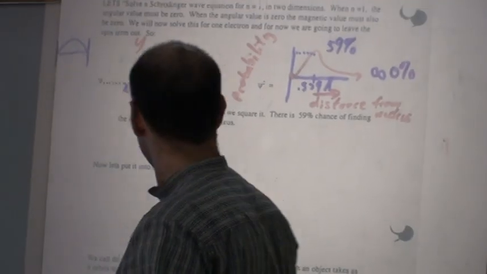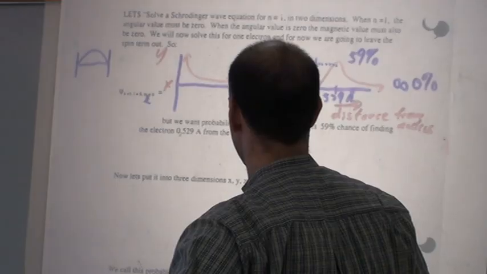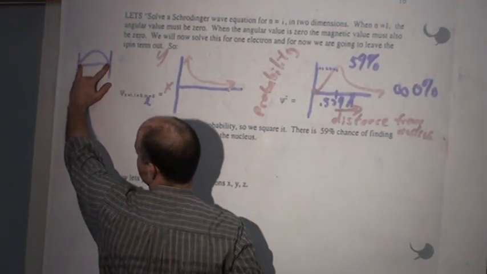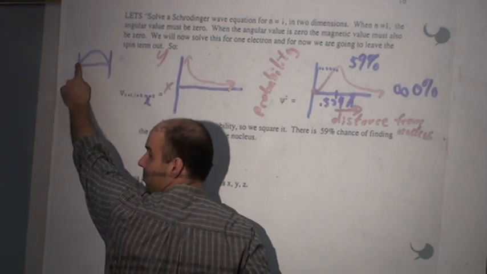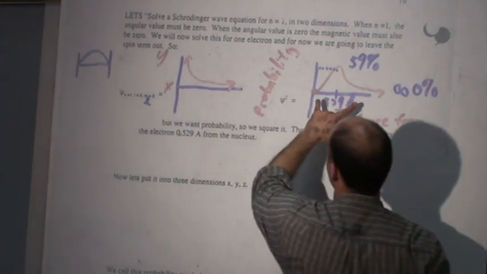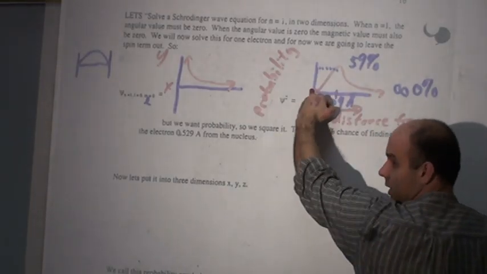And that sort of matches up with my wave. Where is there 0 amplitude? At the beginning and at the end. Where is there 0 probability? At the beginning, in the nucleus, and at the end, at infinity.